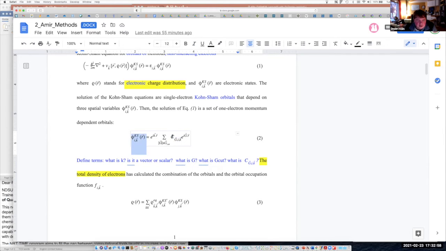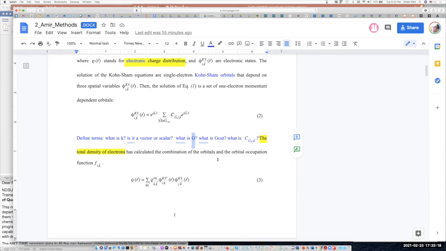But a definition of each symbol used in this equation is needed. Like what is K? Is it a vector or scalar? What is G capital? What is G cut? Please, Amir, please try to. Sure, I will double check. And okay.